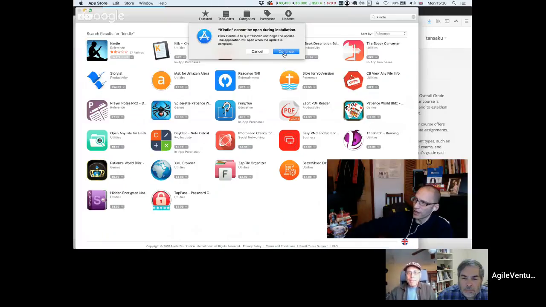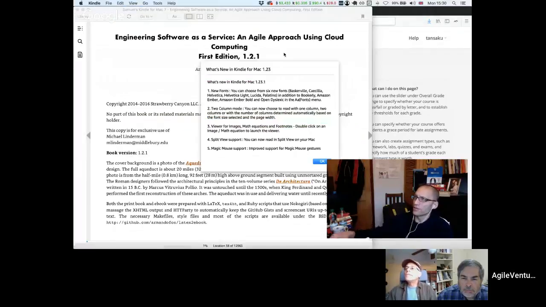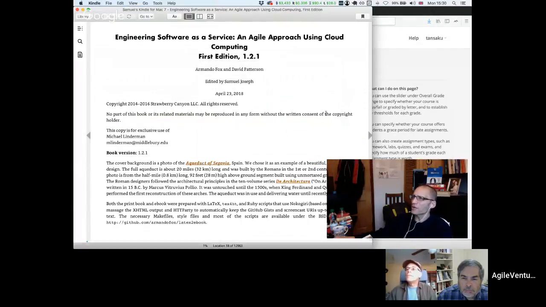So, yeah, I'm just looking. I've got my actual, slightly older physical copy of the book. Oh, it's actually open there now, after much protesting.